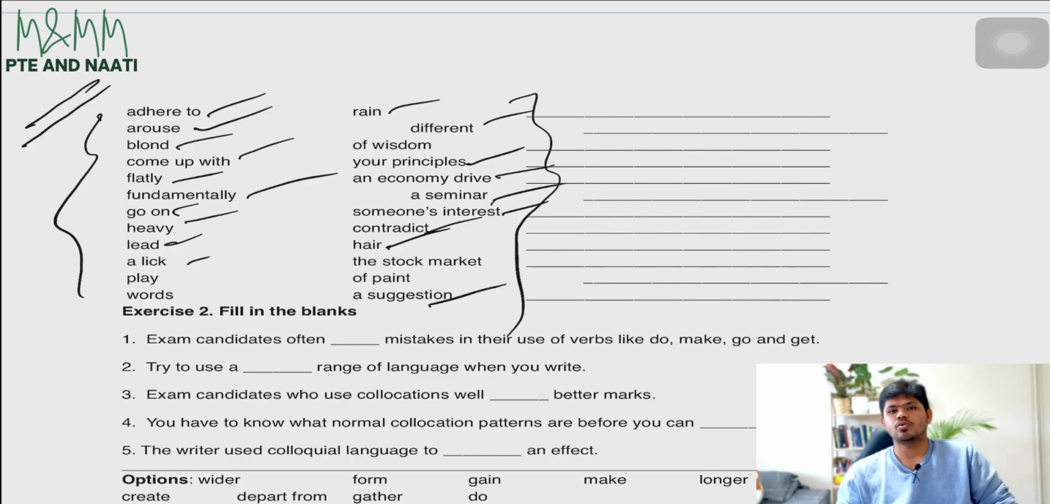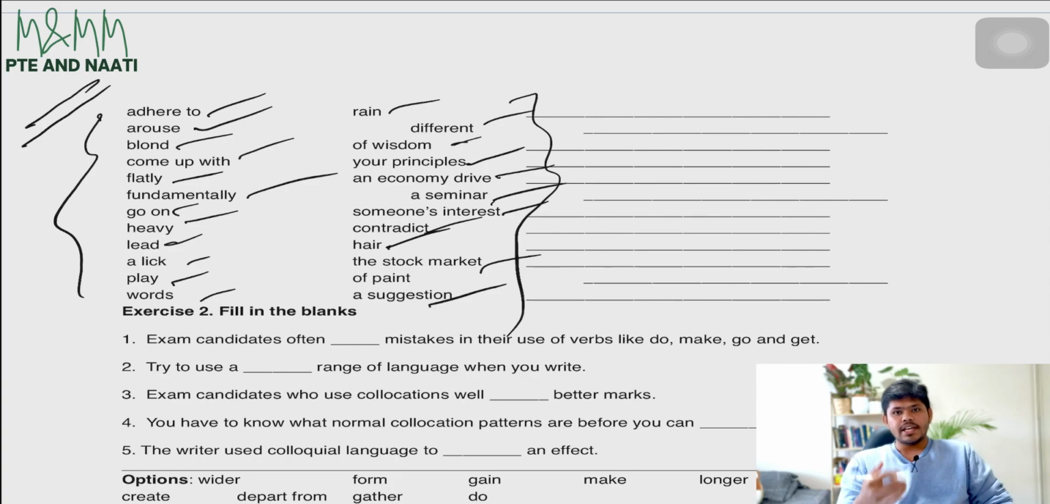Lead a seminar means to host a seminar, do some chores of the seminar, do some events in the seminar, something like that. Play the stock market. That means to participate in that. Words, we have done that. Words of wisdom. That means to speak appreciative words for someone.